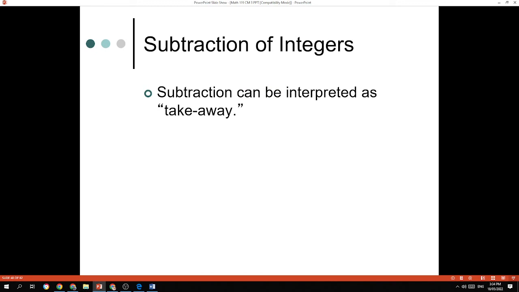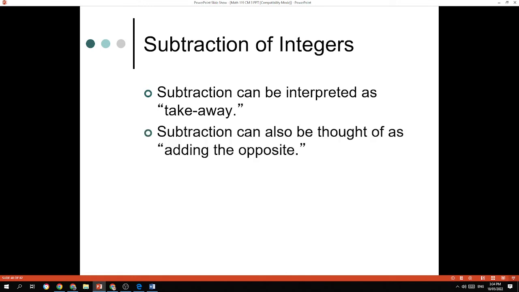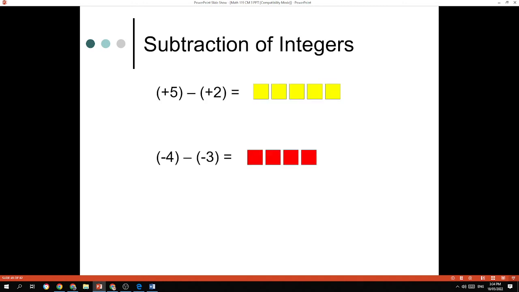Same thing with subtraction. Take note, we have this concept of taking away with subtraction. So we have here examples. I need to take away positive 2 from positive 5. I have here positive 5. I'll take away positive 2. Same thing with this one. I started with negative 4, and I'm going to take away negative 3. So you have the answers now.